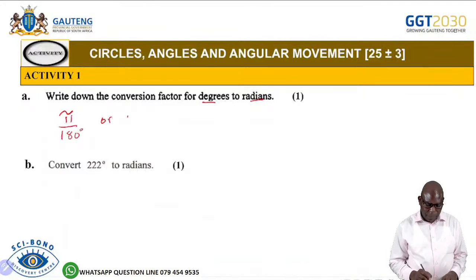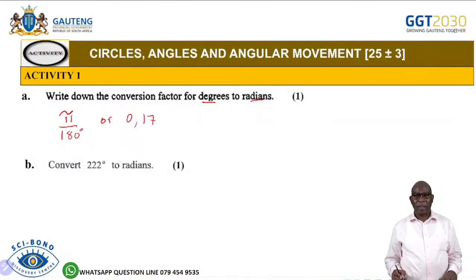Or I can multiply by a decimal of 1,7. So those two answers are acceptable. Because I know you love your calculators. You'll go there and say pi divided by 180 and then the calculator gives you 0,17. Just write that answer as it is. Okay? Right. How do I convert 222 degrees to radians?